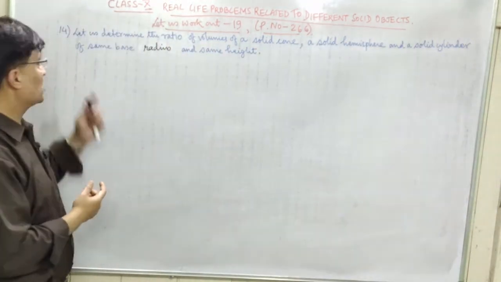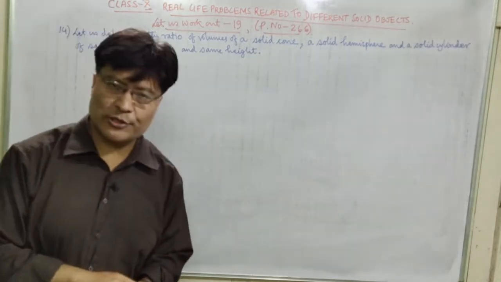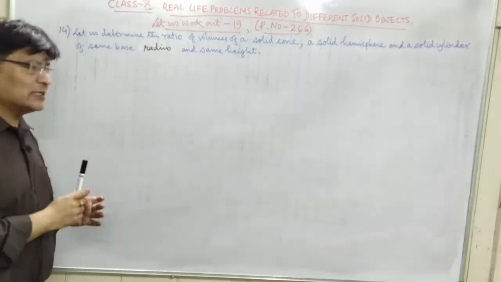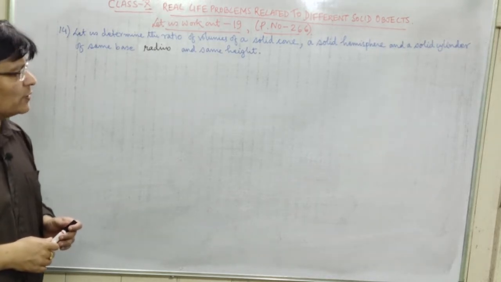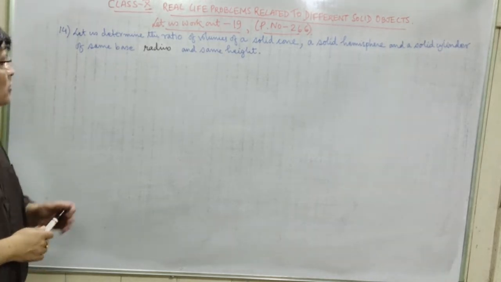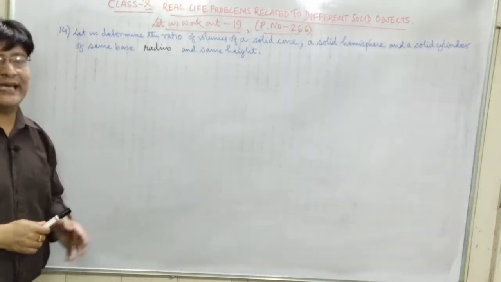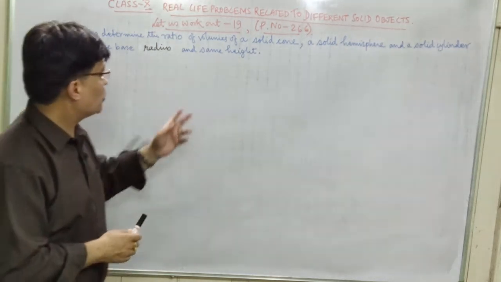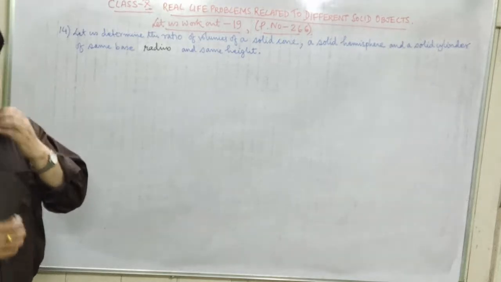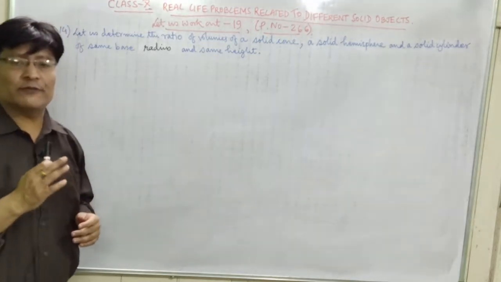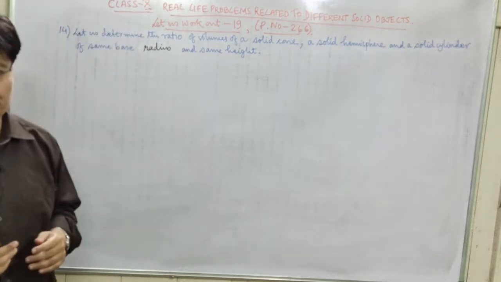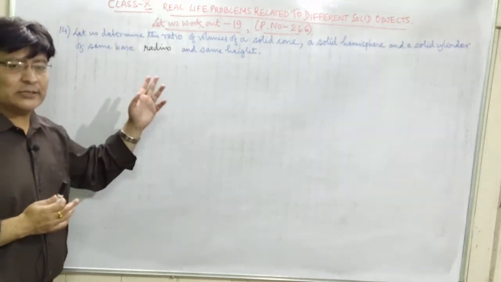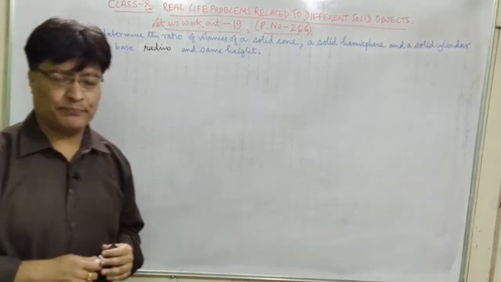So now we'll do the next question, that is question number 14. The question number 14 is that let us determine the ratio of volumes of a solid cone, solid hemisphere and a solid cylinder of the same base radius and the same height. So you have to find out the ratio of the volumes of a solid cone, solid hemisphere and a solid cylinder of the same base radius and the same height.